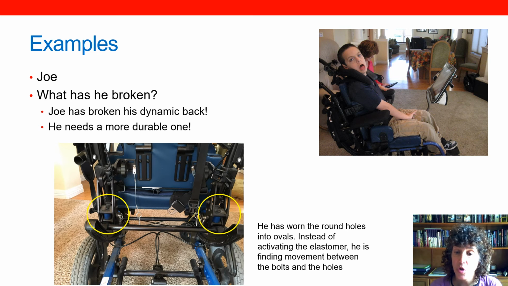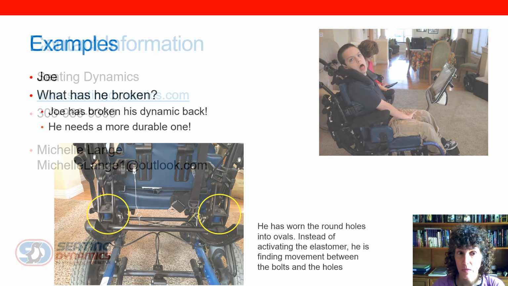Joe had a dynamic back, but unfortunately broke it. He needed a more durable one. His back was moving, but these little elastomers shown here inside the yellow circles, those blue elastomers, were no longer being compressed by his movements. He had moved so much that the round holes that were a part of the dynamic back, where the screws went through a hole, now had rounded out. They would become ovals, and so there was a lot of movement between the bolts or screws and these holes, and that led to a lot of wiggle and movement within the back, but the elastomers were not being compressed anymore. So we replaced this with a more substantial dynamic back so that he would not end up completely being unable to use this one.